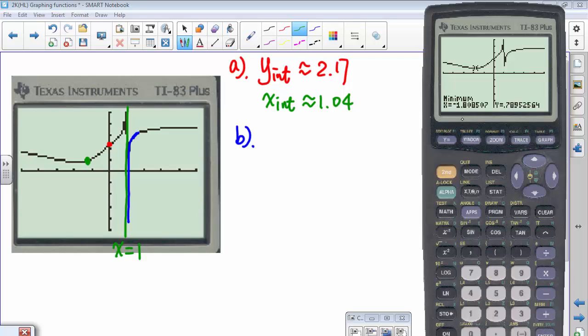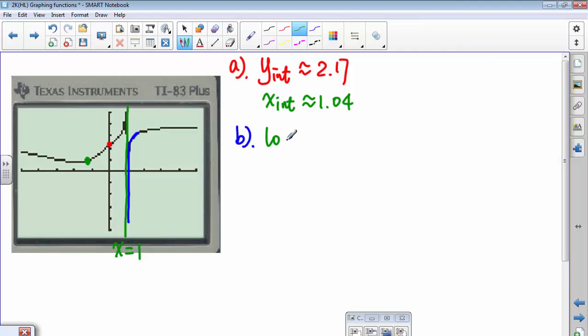Okay, this is the minimum point. Okay, we put on the coordinates for the local minimum. So the x value is around -1.88. The y value is around 0.788 on your graphing calculator.